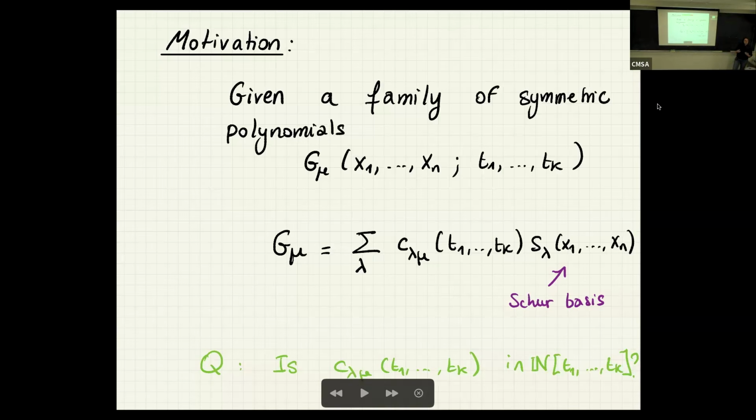This comes mostly from representation theory, because as the Schur basis are characters of GLn, that means that the polynomial you're studying has some kind of link with representation theory. So it's an indication that it's maybe a character of something.